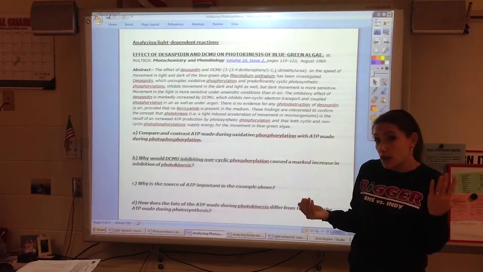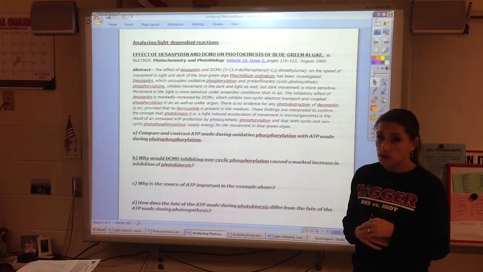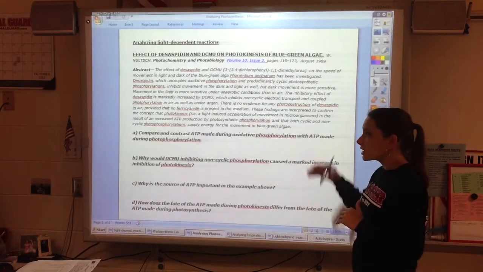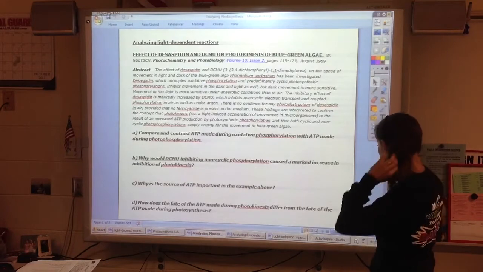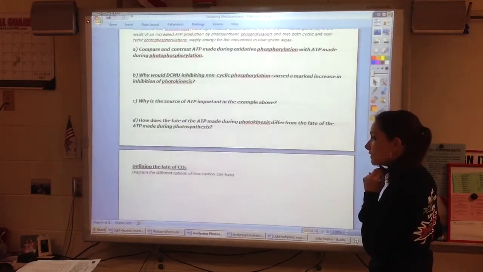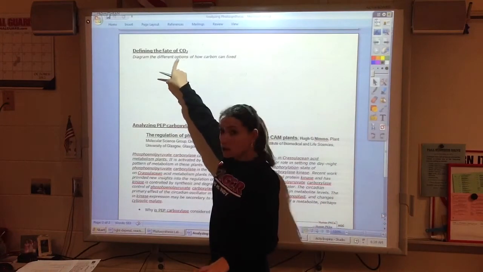Because we actually know now that we make ATP in respiration. We also make it during photosynthesis. And so is there any way that this organism is moving because of what's being made, the ATP made in photosynthesis? Here you're creating a diagram of the different options.